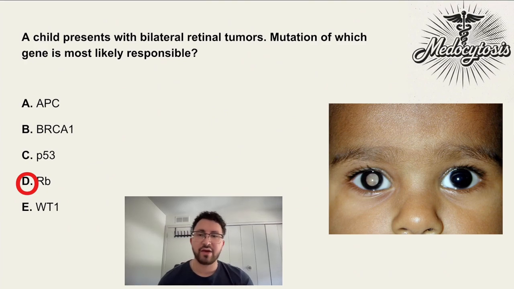Last but not least, we have WT1, option E. This is a gene associated with Wilms tumor. So if it's mutated, you get Wilms tumor, which is a tumor of the kidney in a child. You get painless hematuria and many other manifestations. It does not fit in this vignette or in this answer. Therefore, it's the wrong answer.